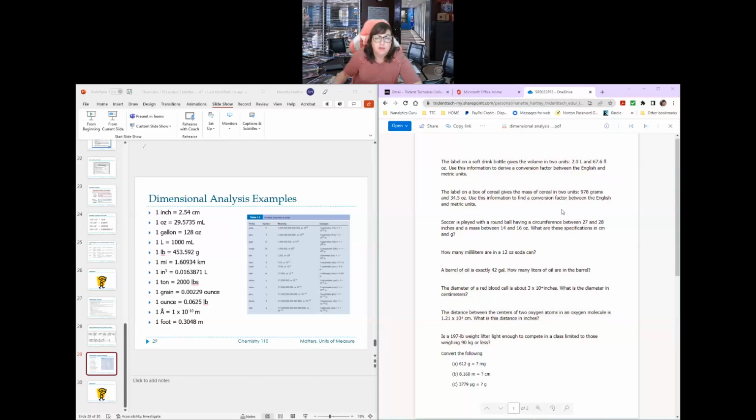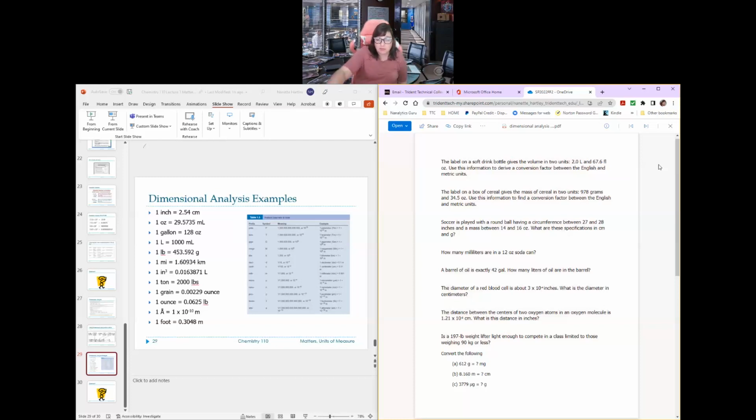So, the first thing that we're looking at here, it says the label on a soft drink bottle gives a volume in 2 units, 2.0 liters, and 67.6 fluid ounces. Use this information to create a conversion factor between the English and metric units. Right. So what does that mean? Well, that means that I want to know how many liters or how many fluid ounces. That's what I'm looking for.